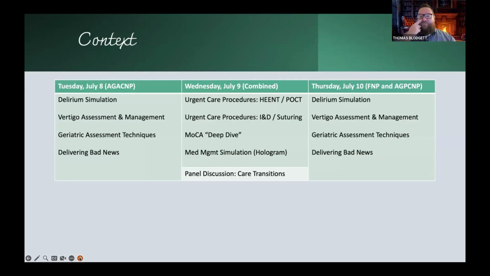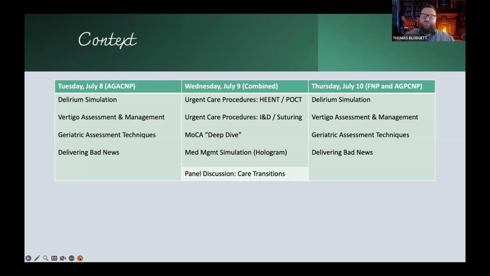And then we do a hologram-based simulation, which some of you know my wife, Nikki Blodgett. She runs our simulation center, and so she has a hologram based simulation experience that students can interact with and, in this case, practice some med management for someone with early onset Parkinson's disease.